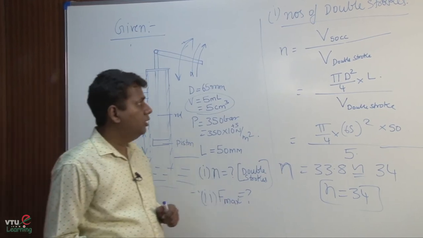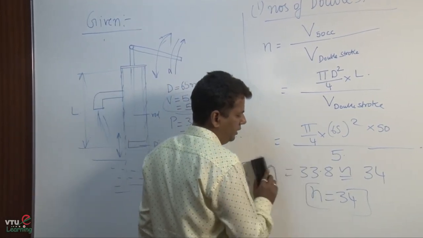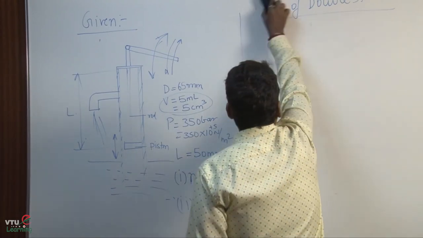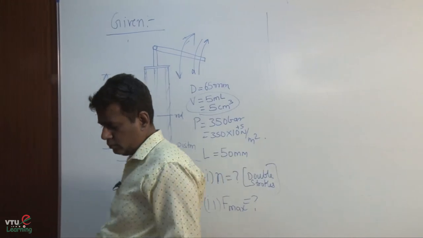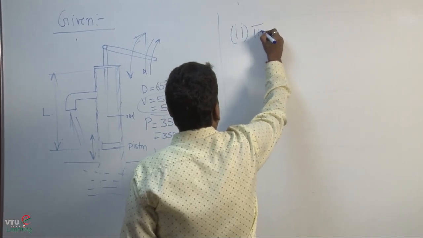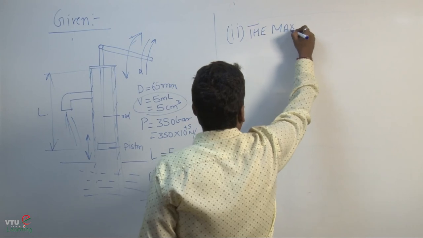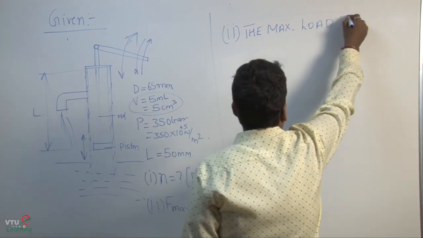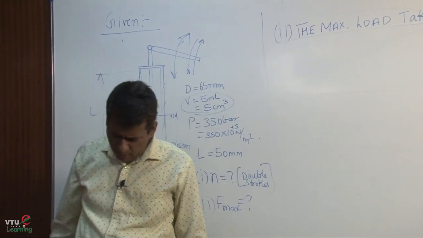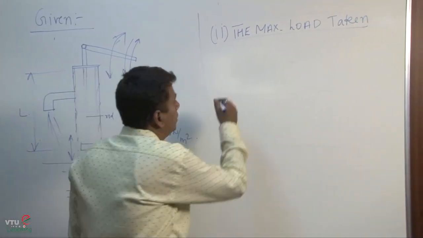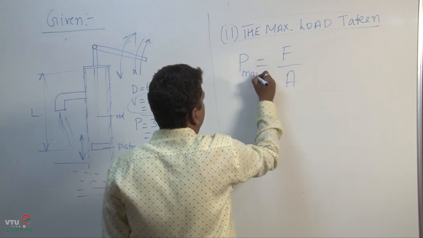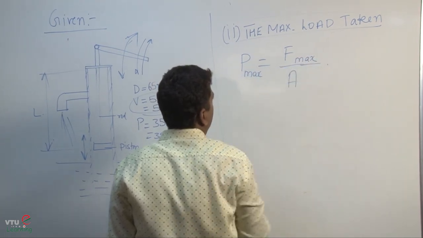Now, we need to find out the maximum load taken. So, after writing down this, we need to note down the maximum load taken, number 2, the maximum load taken by the pump, right. So, how do you calculate the maximum load taken by the pump? We know that pressure is equal to force by area. So, maximum pressure is equal to maximum load by area, right.